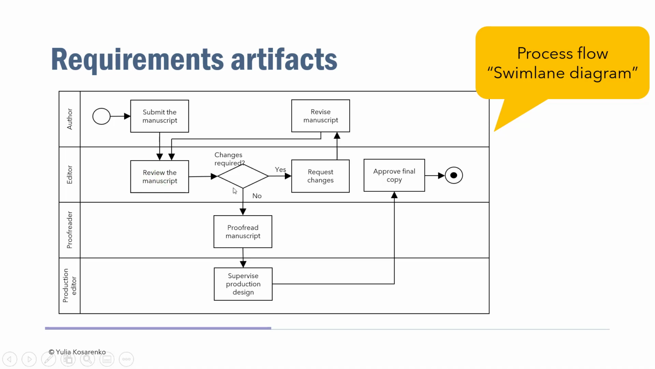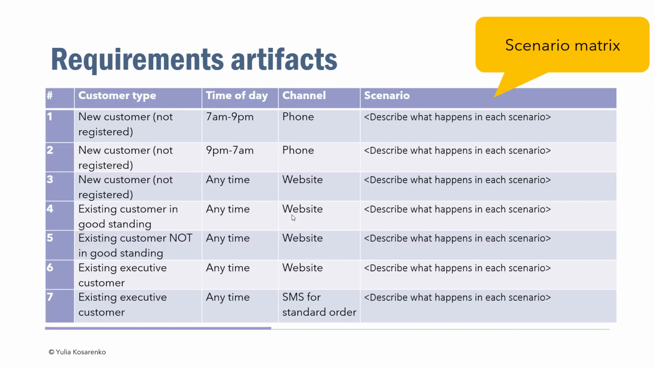Or maybe I'm not going to change the process of reviewing the manuscript, but we need to modify the proofreading manuscript steps. So you can always link your requirements or your user stories to your diagrams to help visualize what exactly is the change that's required. So that's another artifact of requirements management process.